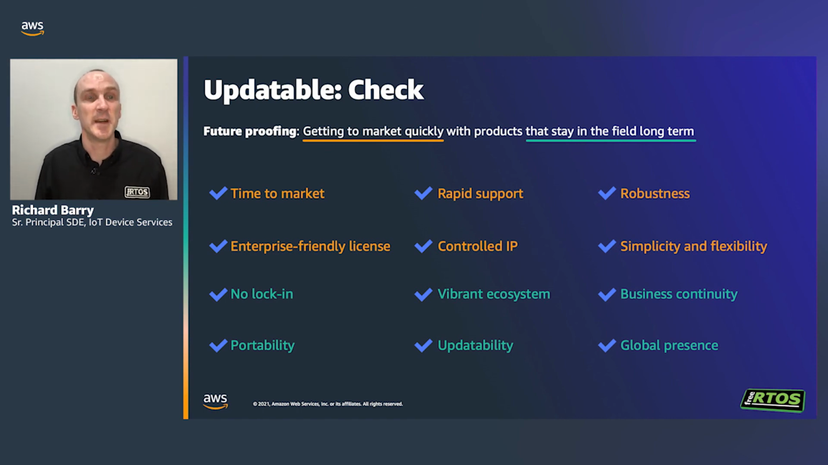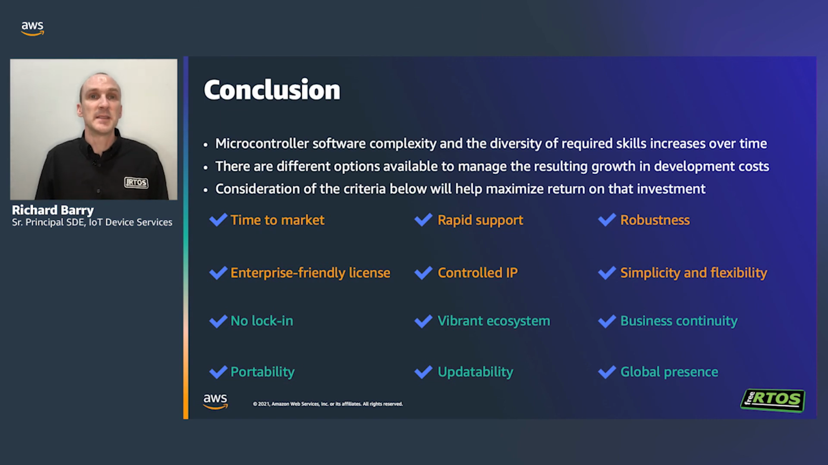Okay, so that kind of completes the criteria check-offs here. And we can come to our conclusions. So our conclusions are basically that embedded software is getting more complex, no doubt about it, and it will continue to get more complex. So our investments in developing this software are going up, but we want to manage that cost as much as possible.